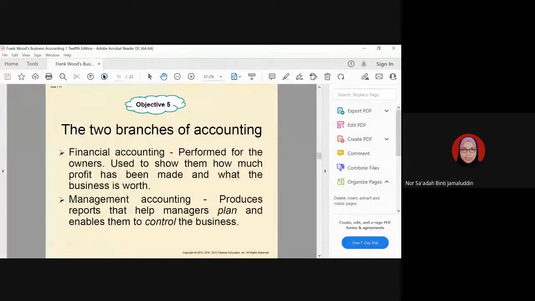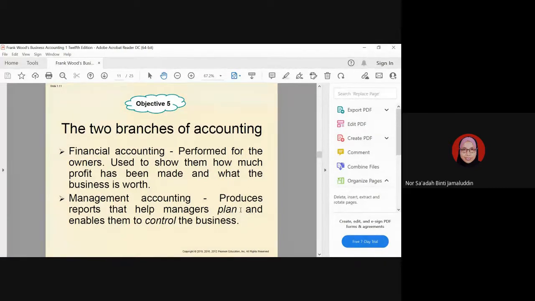We go to objective number 5, which is on the two branches of accounting. Okay, accounting has two branches, which are financial accounting and management accounting. Financial accounting is performed for the owners. Financial accounting is prepared for the owners of the company, used to show them how much profit has been made and what the business is worth.